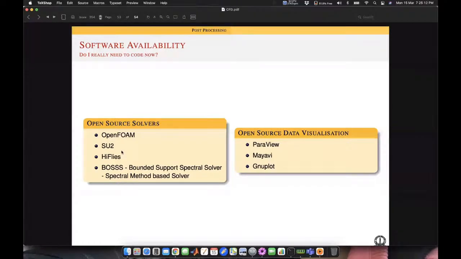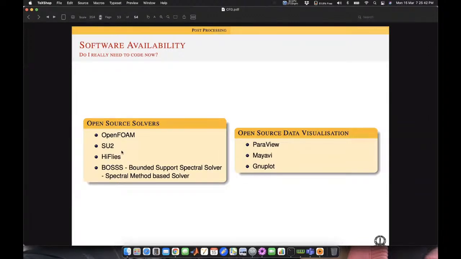So I don't want to fiddle with writing codes. I don't want to waste my time there. Use these codes. You don't need to spend a single paisa on it. These are the solvers that are available. And suppose you want to visualize the data, what are the softwares that you have? Here also you have open source tools. You have ParaView, you have Mayavi, you have GNUplot, you have Python. In Python, you can use Matplotlib to visualize the data.